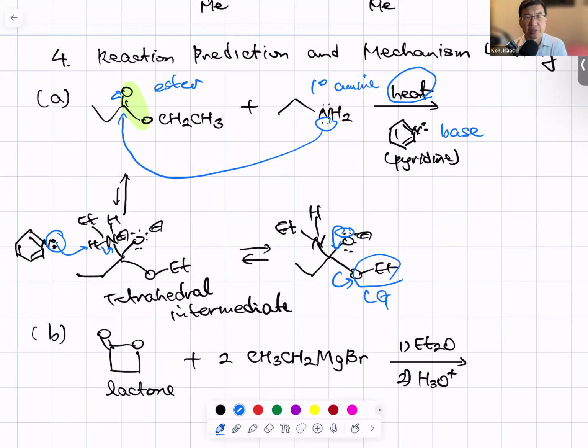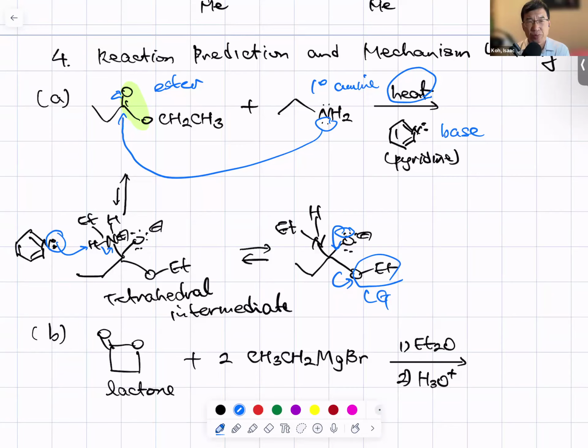And remember, in acidic condition, we do not make this ethoxide leaving. But this is a basic condition. In basic condition, we can make this leaving group leaving as it is. For an acidic condition, we have to protonate this ethoxide first and then make it leaving. But in basic condition, we are making it leaving. That's the difference.